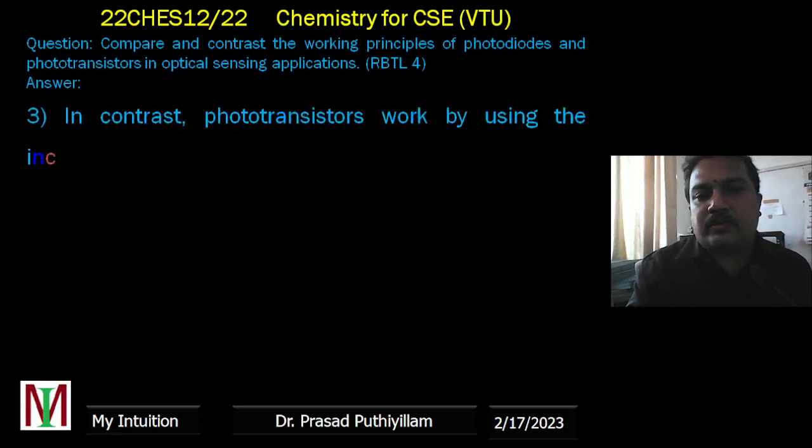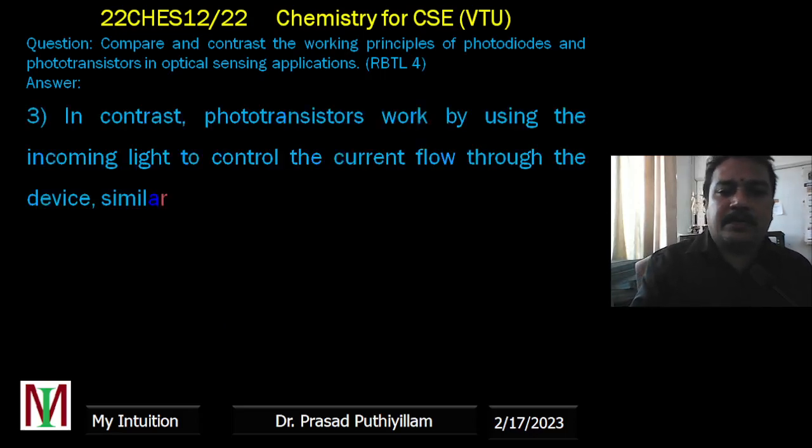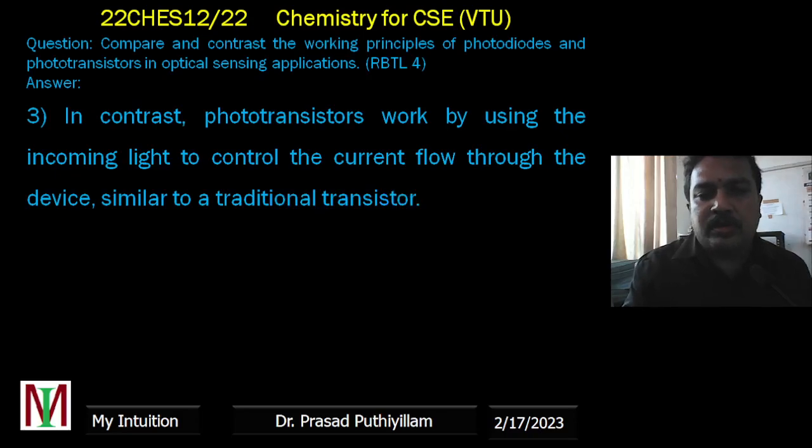In contrast, phototransistors work by using the incoming light to control the current flow through the device, similar to a traditional transistor.